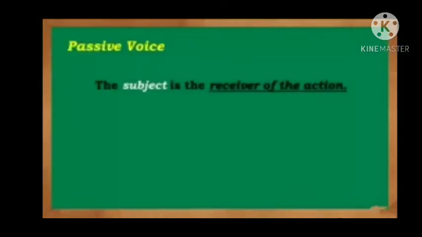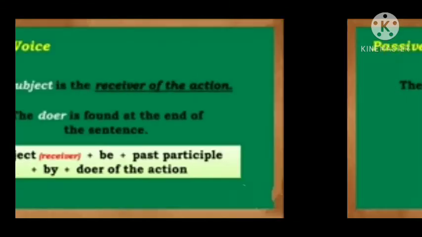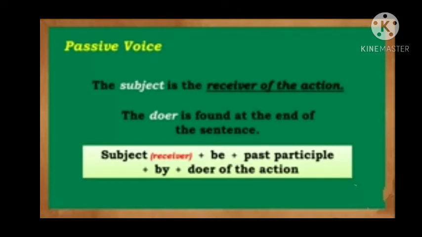Now let's understand passive voice. In passive voice, the subject is the receiver of the action. The doer is found at the end of the sentence. We simply follow this pattern in passive voice, that is subject, who becomes receiver. Then we add be according to the tense. Then the past participle form of the verb, that is third form of the verb. After that we add by. Then we add doer of the action, that is the object, which is the doer.